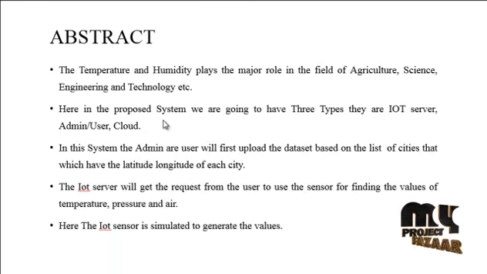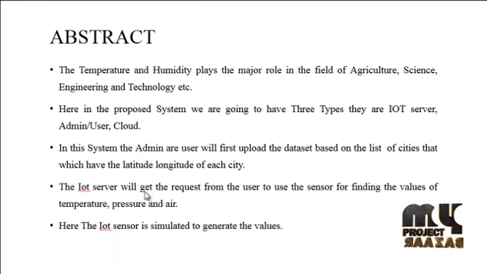So here in the proposed system, we are going to have three types. They are IoT server, admin or user, and the cloud. In this system, the admin or user will first upload the dataset based on the list of cities, which have the latitude and longitude of each city.